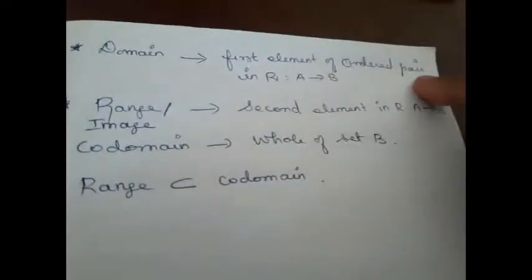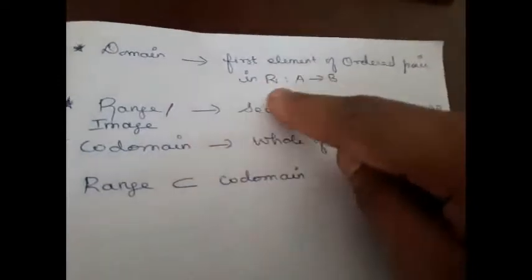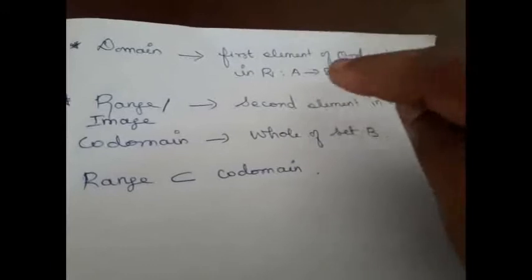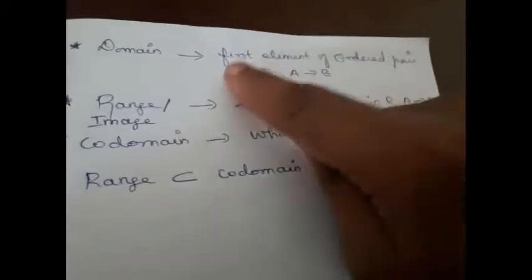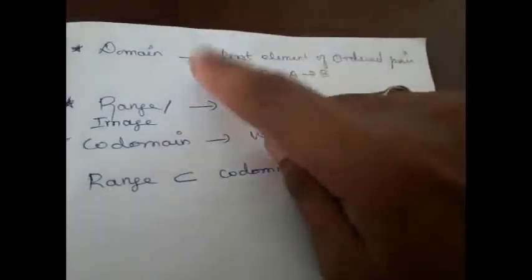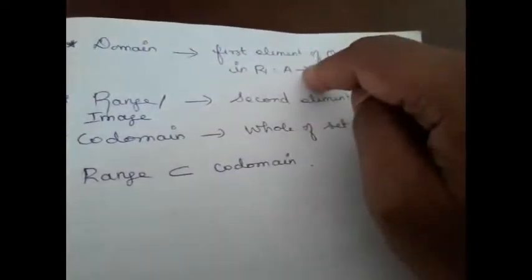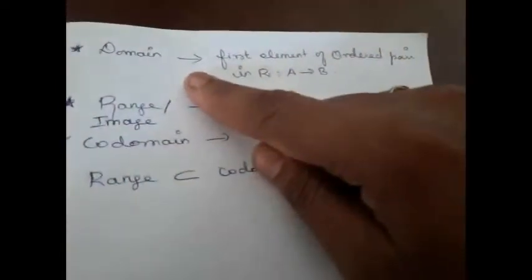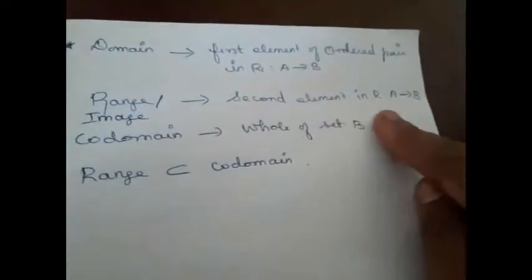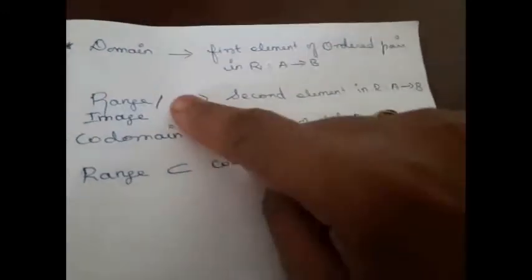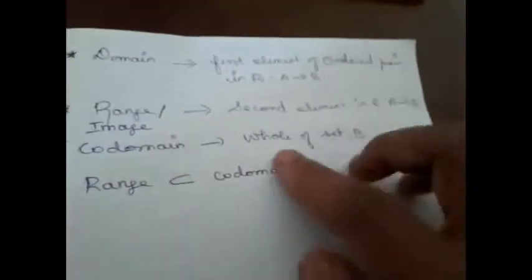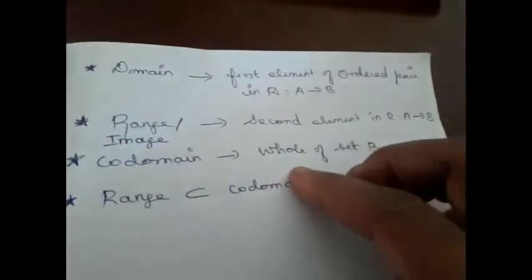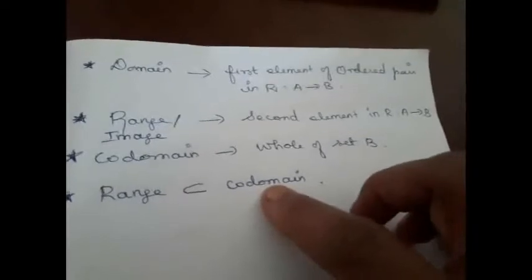So what is meant by a domain? Domain is the first element of the ordered pair in the defined relation from set A to set B. If you are going to define a relation from set A to set B, then the set of all first elements of the ordered pairs, we will call it the domain. Then the set of all second elements in the relation, we will call it the range or image. And the entire set B, we will call it the codomain. Domain, codomain. And range is a subset of codomain.